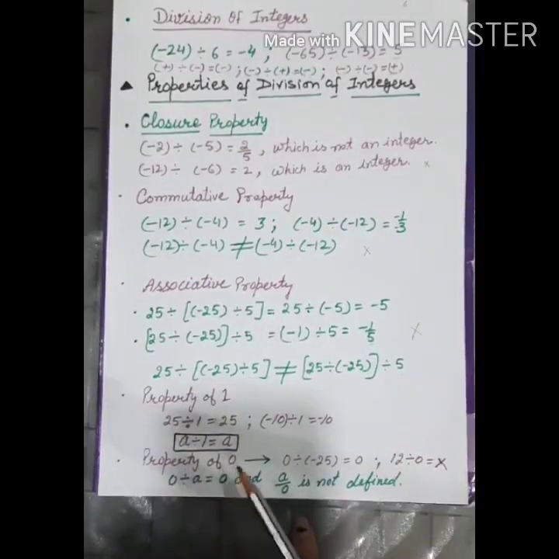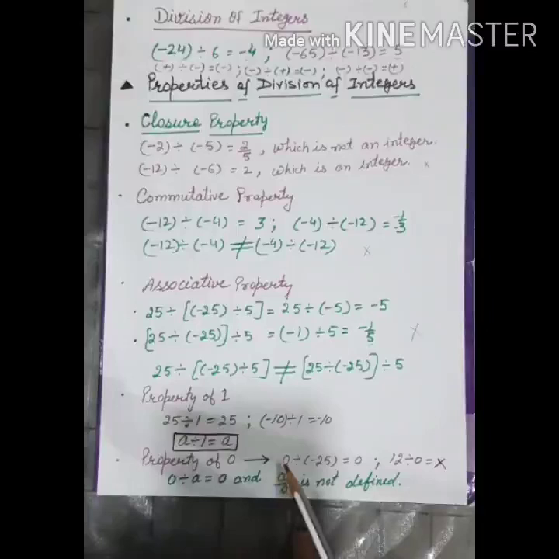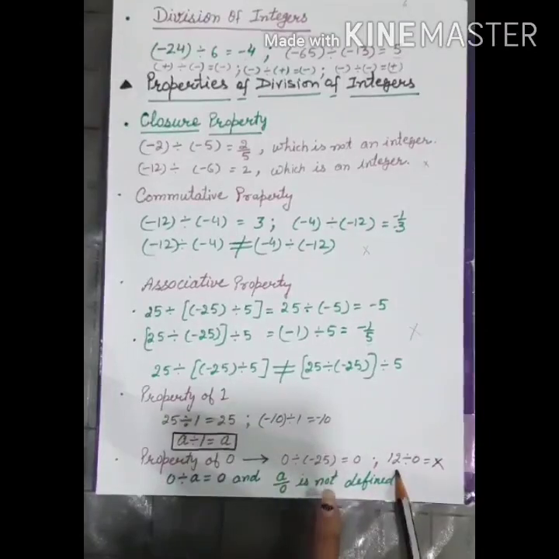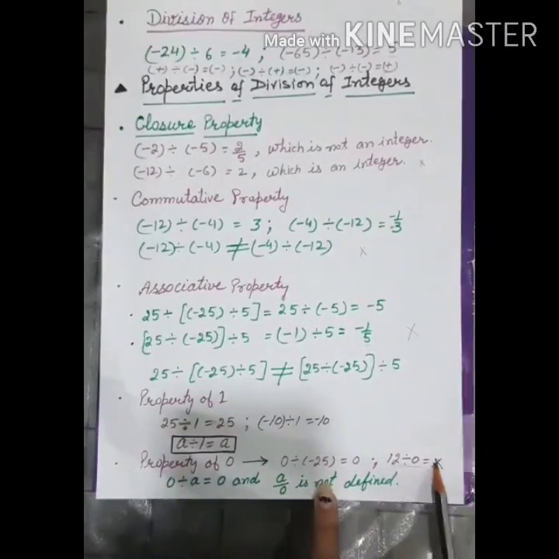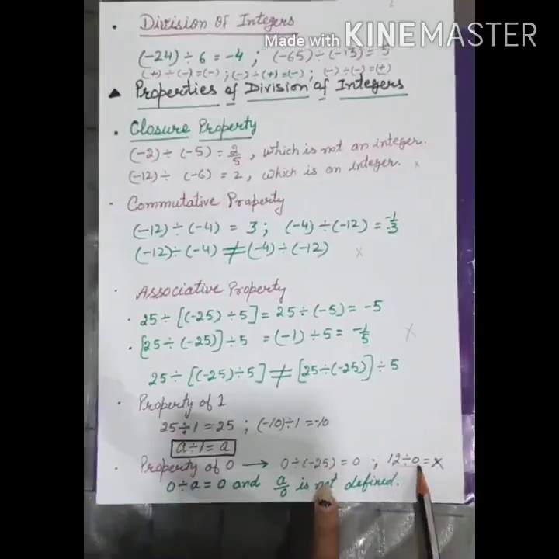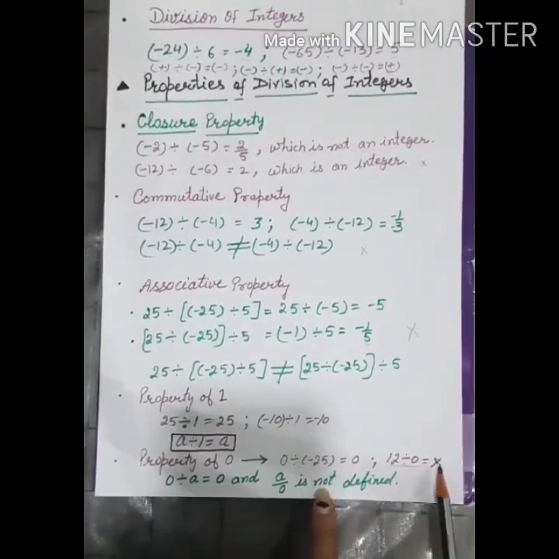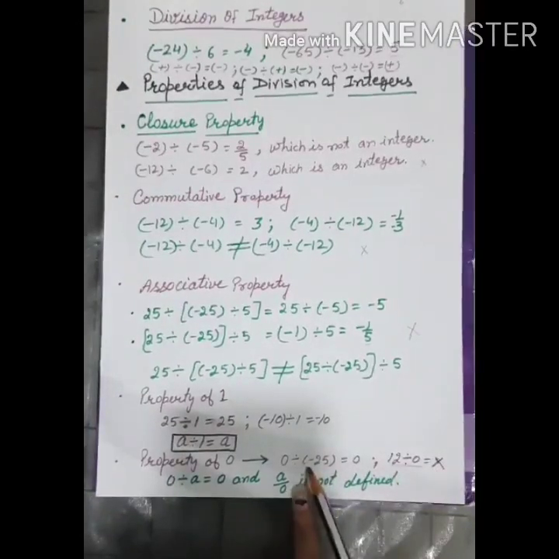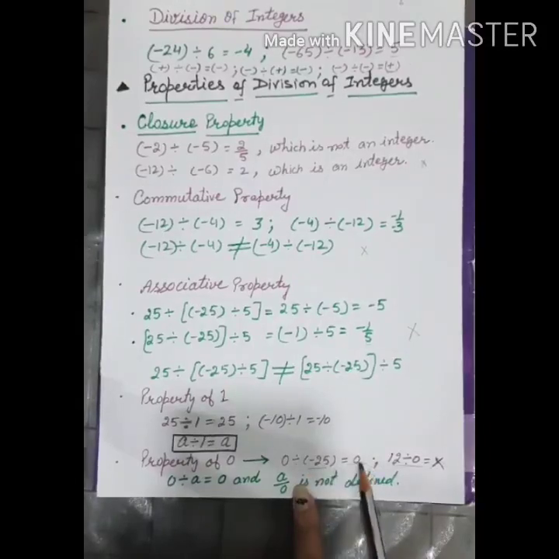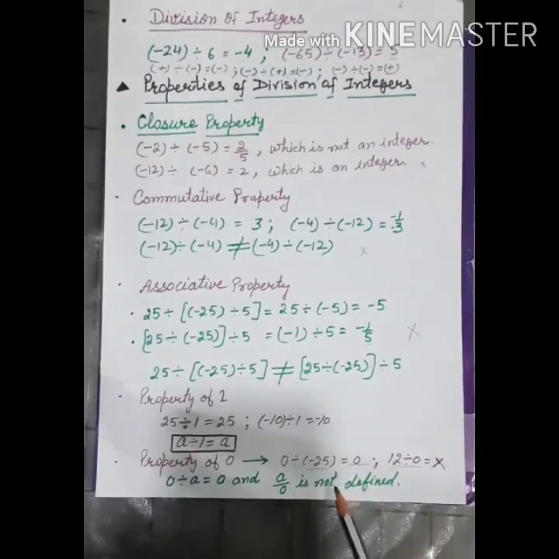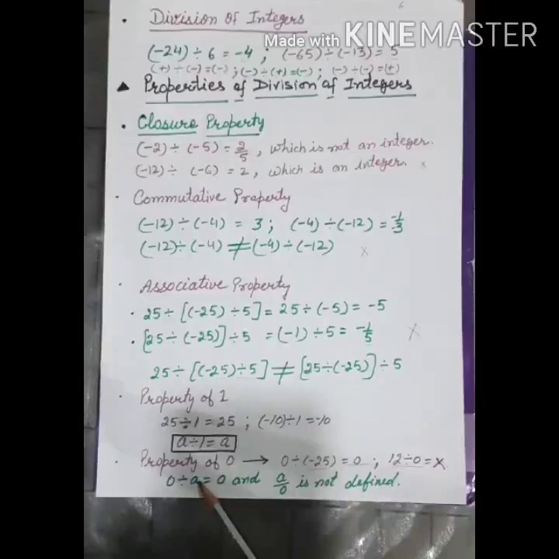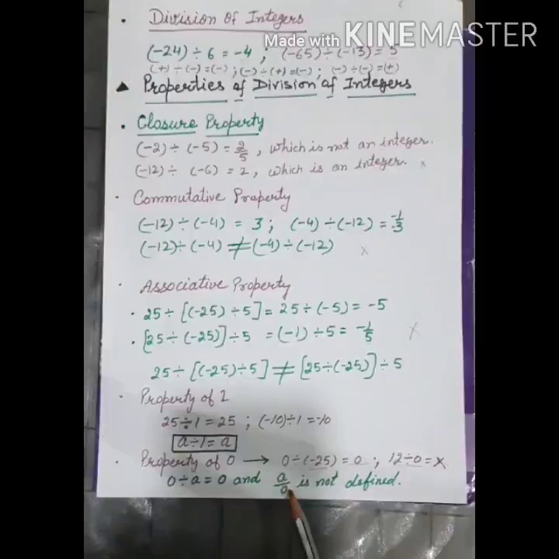Property of 0. An integer when divided by 0 gives a meaningless result. For example, 12 divided by 0 is not defined. But 0 divided by an integer other than 0 is equal to 0. For example, 0 divided by minus 25 is equal to 0. If a is any non-zero integer, 0 divided by a is equal to 0 and a divided by 0 is not defined.